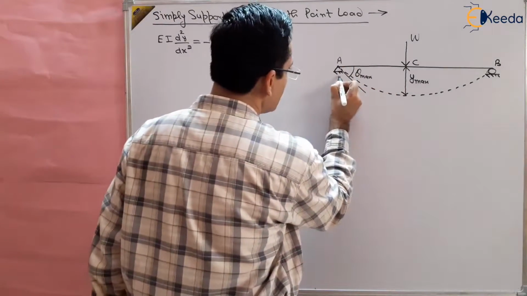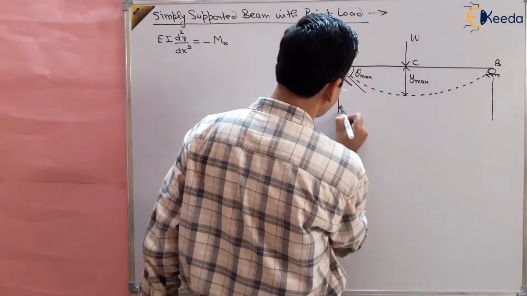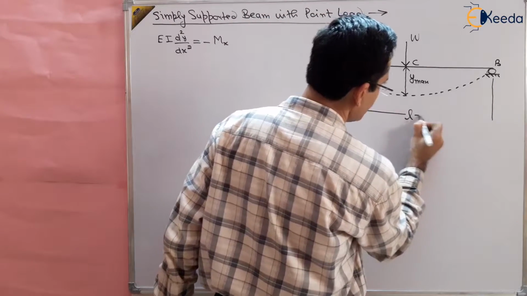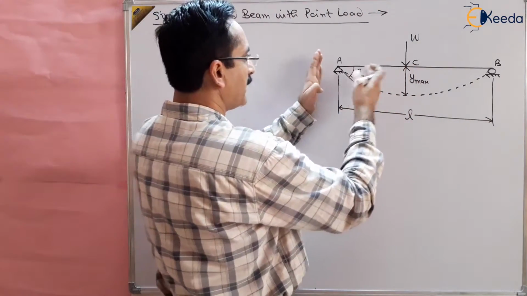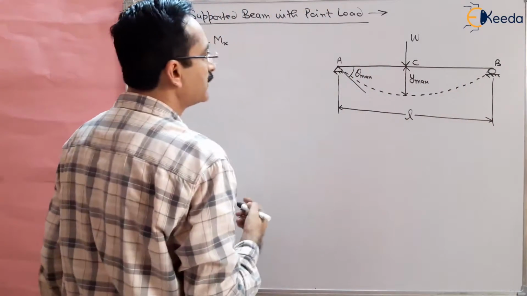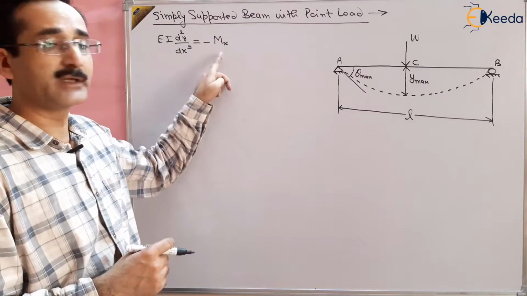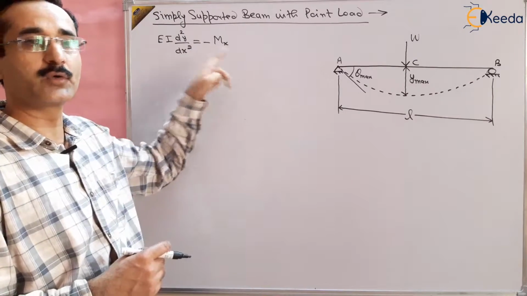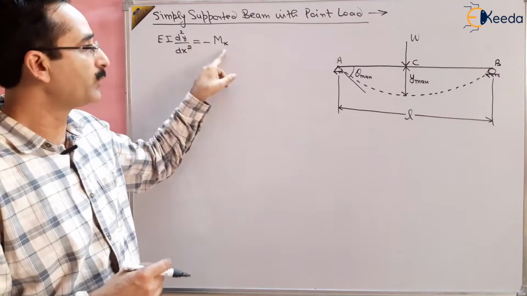And the length of the beam is given to us, that is L, and this center point is L by 2 distance from the point A and L by 2 from the point B, right? So what we can do is we have to apply the deflection formula, double integration method, EI d2y by dx2 is equal to minus Mx. So we have to find out first the bending moment.